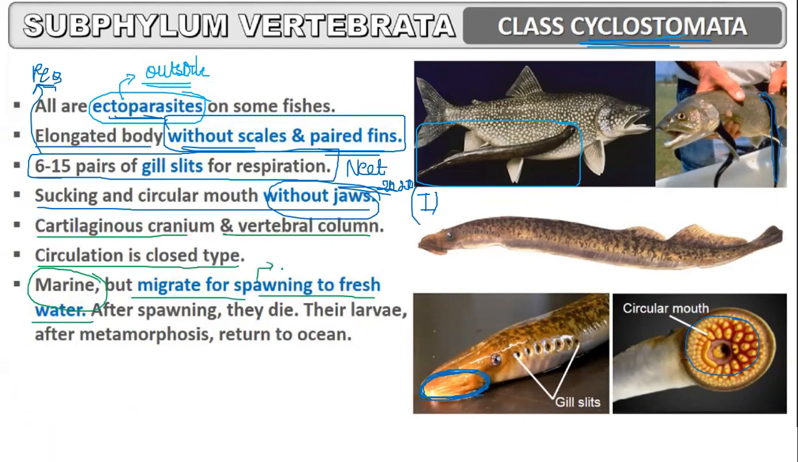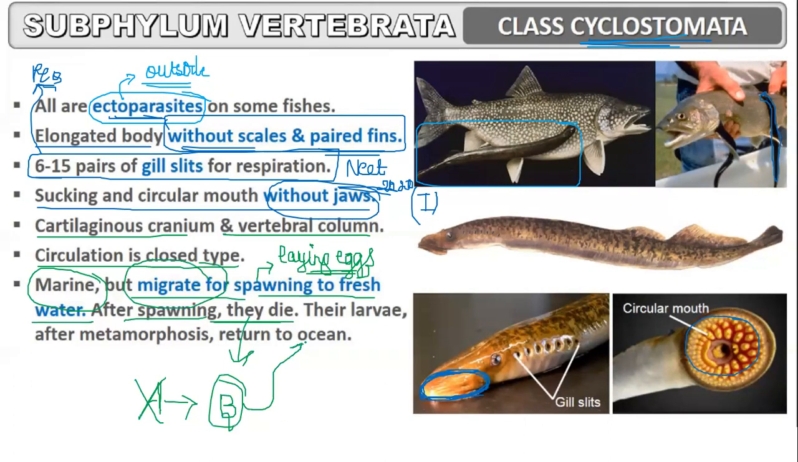What is spawning? Laying eggs. Even though they live in the marine habitat, they will migrate towards fresh water. After spawning, suppose this is the parent, after reproduction this parent organism dies and only the offspring would be formed. After metamorphosis, these will return to the oceans. And when they get reproductively active, they will also migrate towards the fresh water for laying eggs.